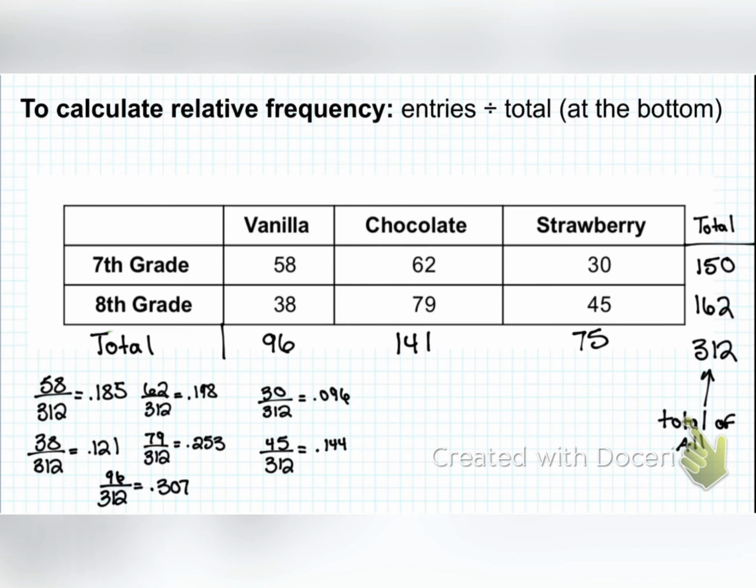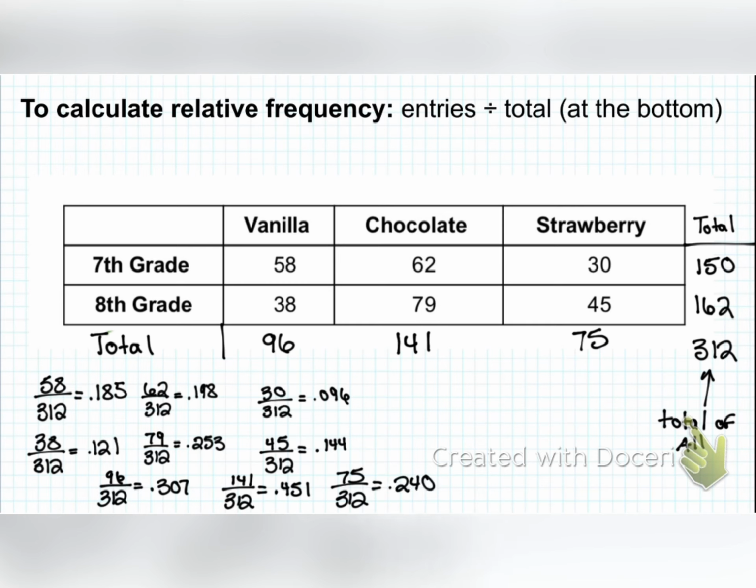Then I got to do 141 divided by 312. That's going to give me 0.451. And then the last one at the bottom is 75 divided by 312, and that's going to give me 0.240.